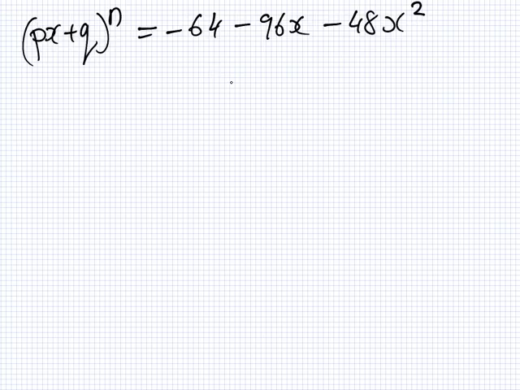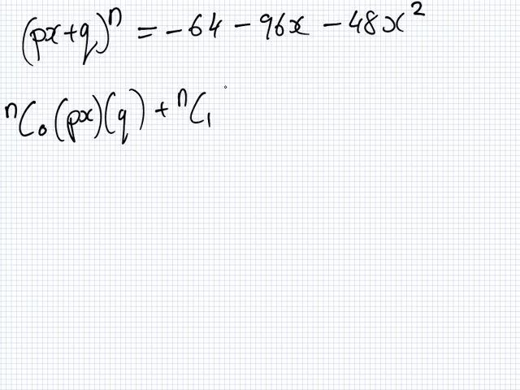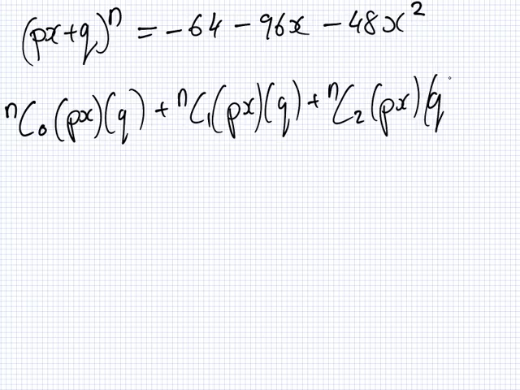So, okay, this question is a hard question, so please watch carefully. Now, I think this question is too difficult for the exam, but it's a very good question to do for your study and your understanding of this topic. Okay, so I'll start it here. The first thing I should do is expand here on the left. So I have nC0 (px)^0 q^n plus nC1 (px)^1 q^(n-1) plus nC2 (px)^2 q^(n-2). And the rest is the same on the right. What power do I put here? Zero, and here one, and here two.